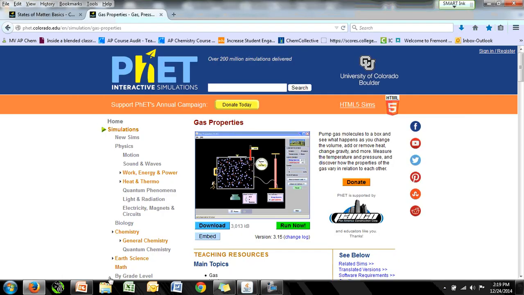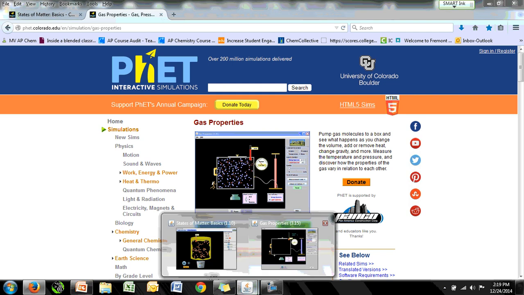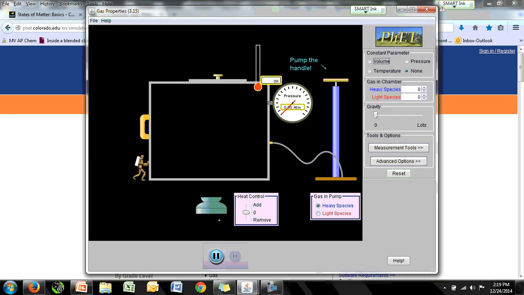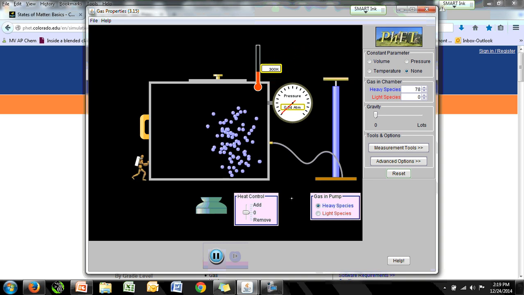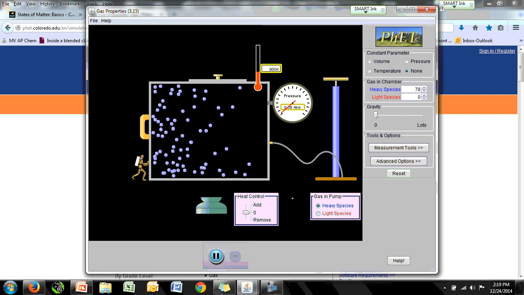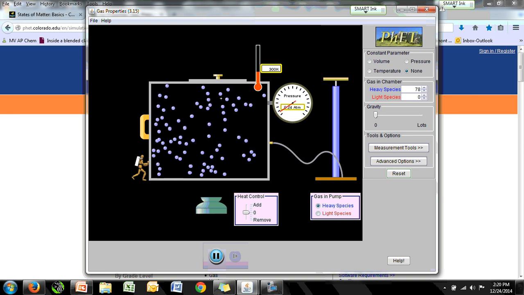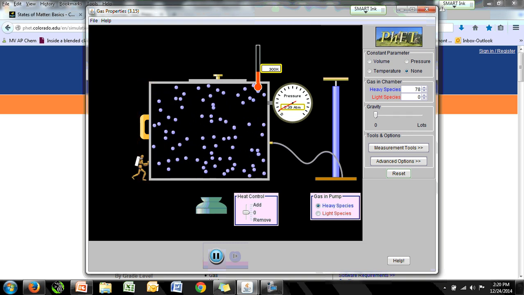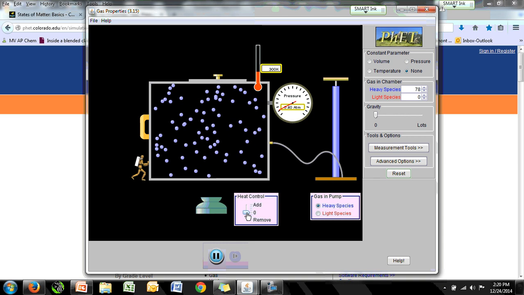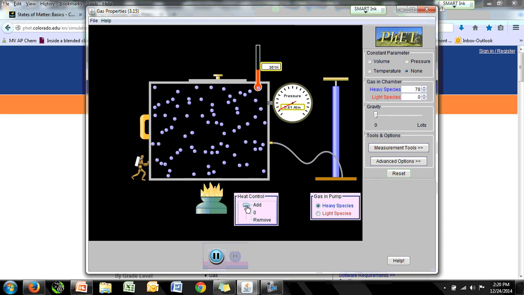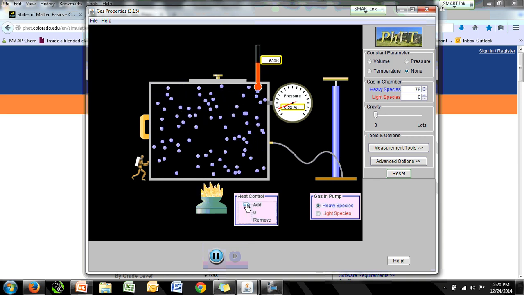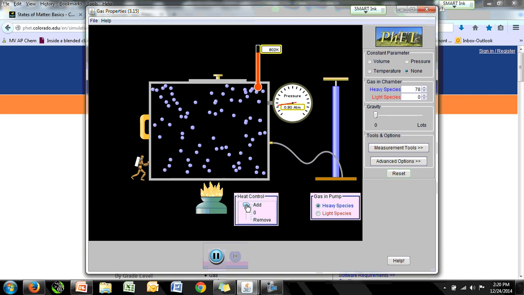Now let's look at another animation which talks about some of the properties of gases that we just talked about. Let's first start with heavy species, larger particles. And as we pump the particles in there, see now the gas pressure is generated as these particles start colliding with the wall of the container. What do you predict will happen if we heat up this sample? Yes, you're right. With heat, the pressure increases.